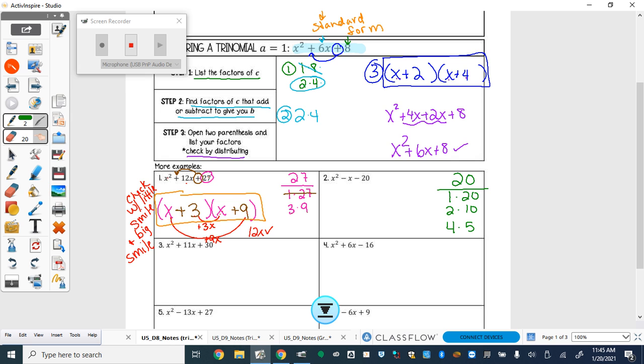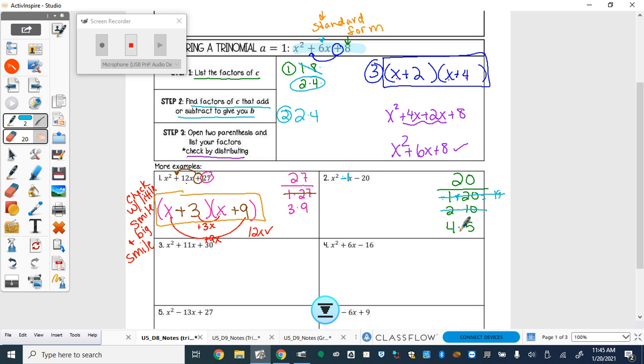Now, because this was a negative 20, I'm looking for numbers that subtract to give me a negative 1. Remember, if there's no coefficient written, it's a 1. So we're looking for numbers that subtract to give me a negative 1. If I do 1 minus 20, I get negative 19. If I do it the other way, 20 minus 1, I get positive 19, so it's not going to be those. 2 minus 10 would be negative 8. 10 minus 2 would be positive 8. Not going to be those.